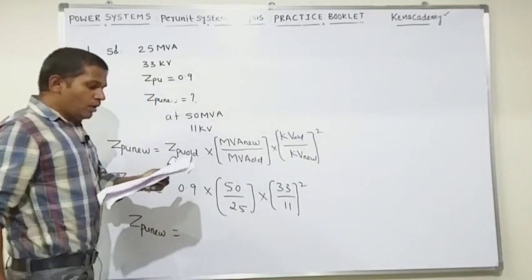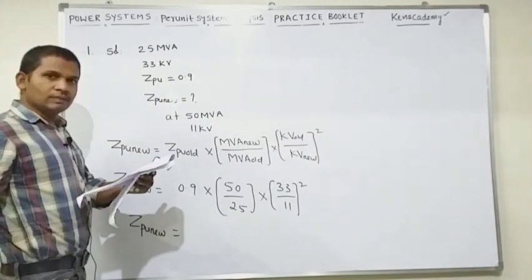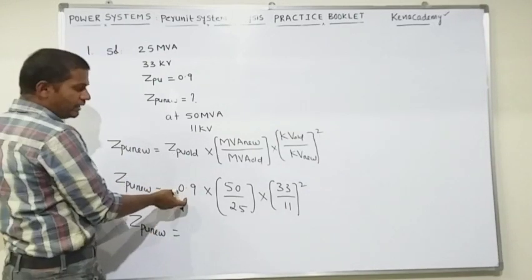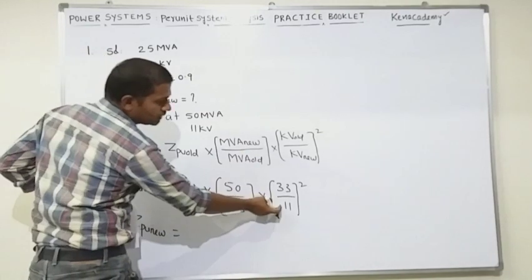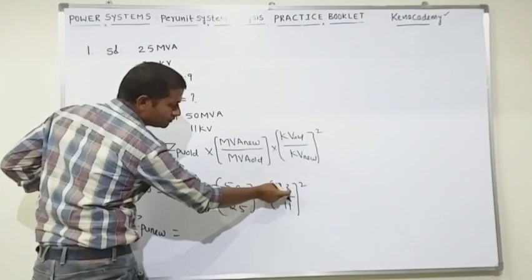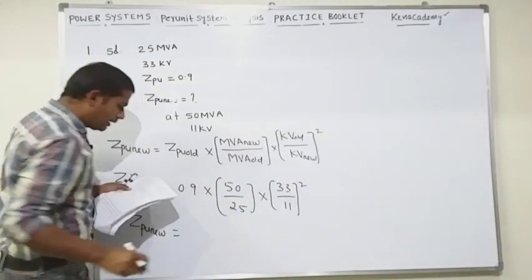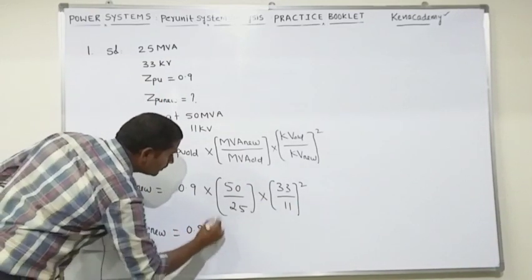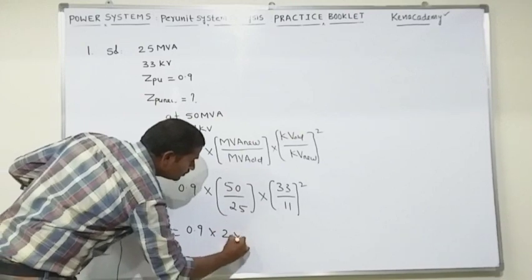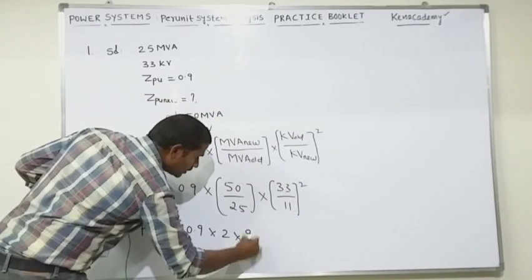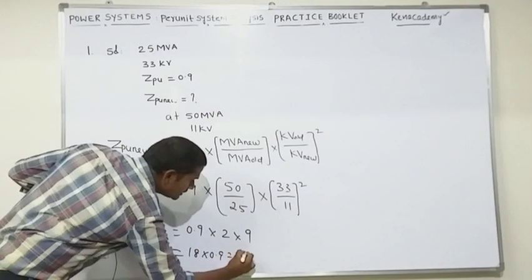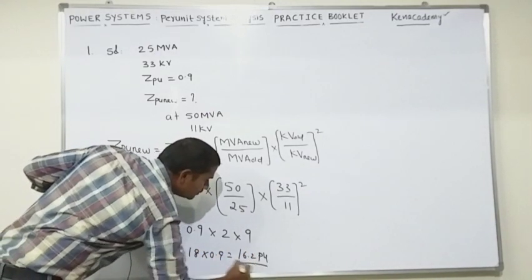That is how much we can get? How many per unit? You tell me. This is 0.9. This is 2. This is how much? Sorry, 9. Yes, 32 into 0.9. Then how much can you get? This is 0.9. This is how much? 2, 3 times 9. Sorry, 18 into 0.9. That is 16.2 per unit.